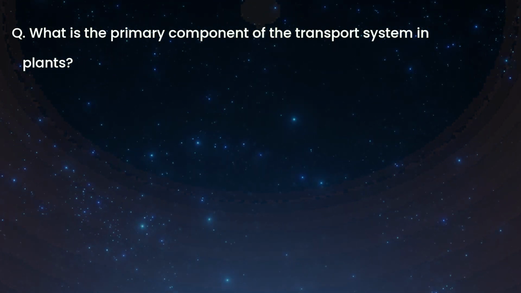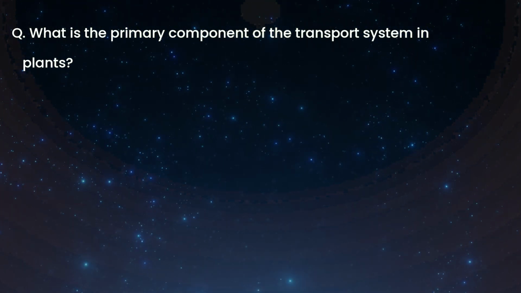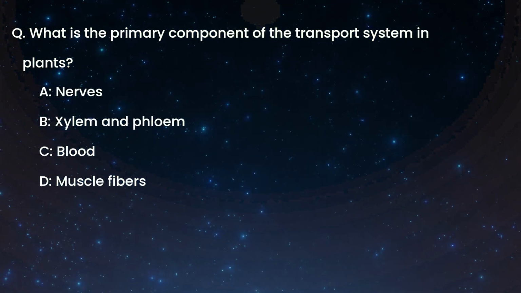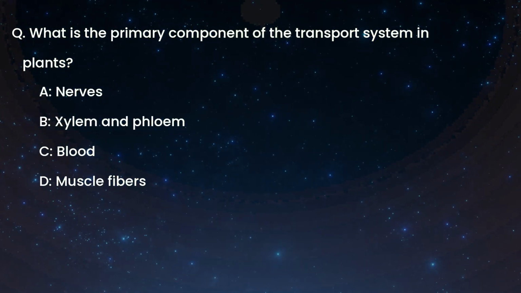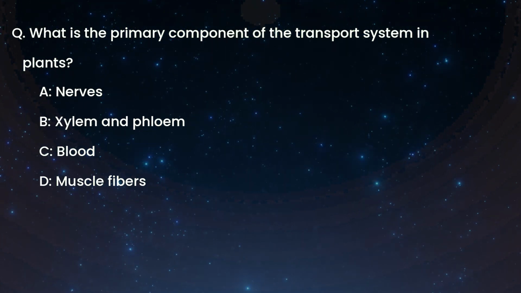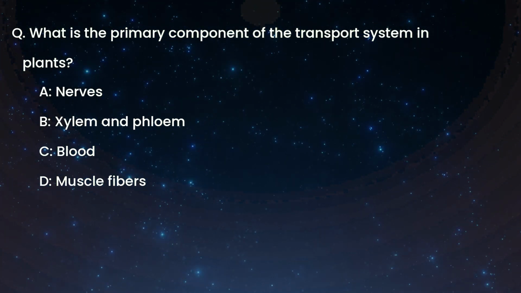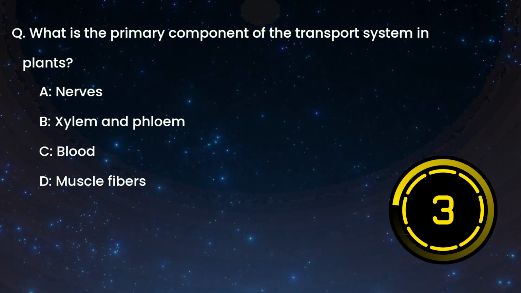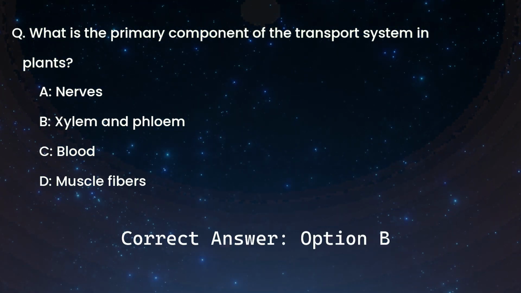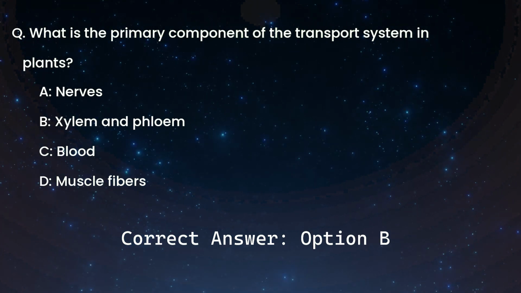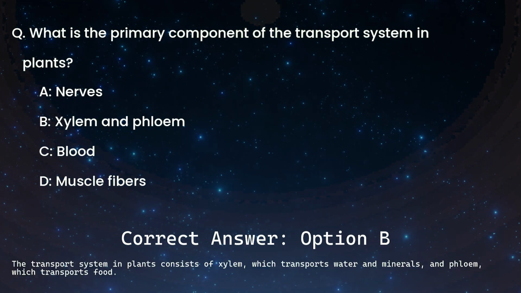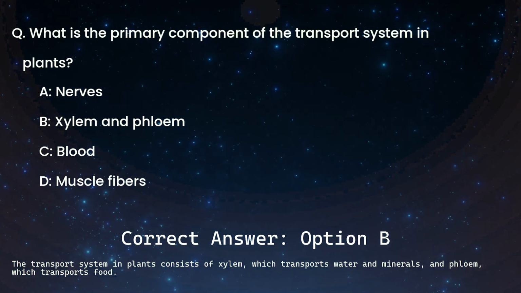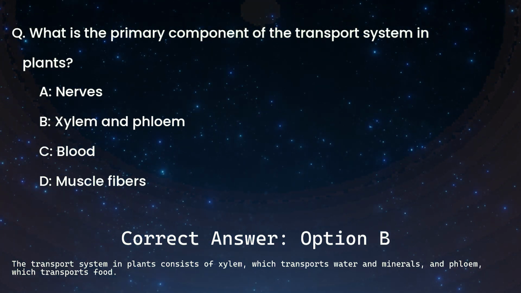Question: what is the primary component of the transport system in plants? Option A, nerves. Option B, xylem and phloem. Option C, blood. Option D, muscle fibers. You have 5 seconds to answer the question. The correct answer is option B, which is xylem and phloem. The transport system in plants consists of xylem, which transports water and minerals, and phloem, which transports food.